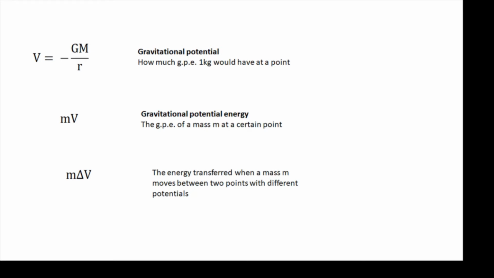Gravitational potential is how much GPE 1 kilogram would have at a point. So m times V is gravitational potential energy. That would tell me the GPE of a mass m at a certain point. And then m delta V is the energy transferred when a mass m moves between 2 points with different potentials. If you moved away from the Earth, it's how much work you would have to do. If something moved towards the Earth, like an asteroid or whatever, it's how much kinetic energy it would gain as it moved towards the Earth, m delta V.